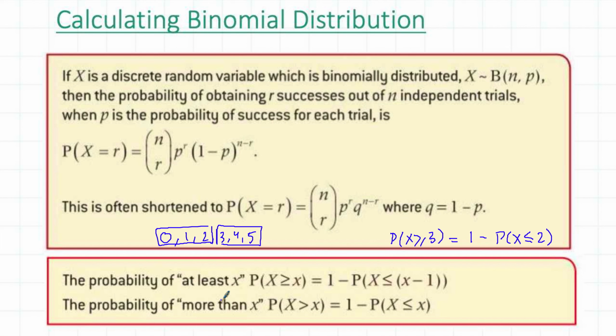If I want more than an x value, so if I'm looking for strictly more than 3, it means I'm looking for exactly 4 and 5. So it's the same thing as probability of more than or equal to 4. Or it's the same thing as saying, okay, if I'm only looking at 4 and 5, it means I'm not looking at anything below 3 and below. So it's the same thing as 1 minus probability of less than or equal to 3.